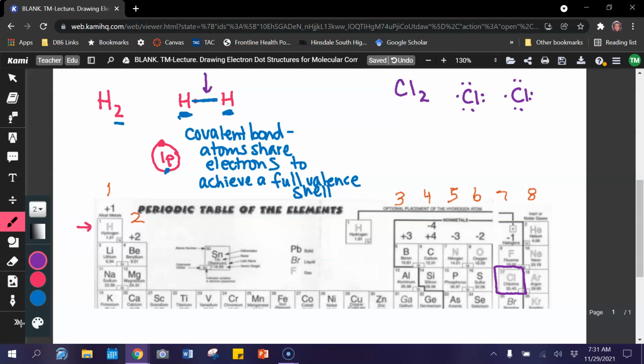So as you take a look at these, you're going to notice that some of my electrons have a partner. See how these are all doubled up? All of the ones that I'm circling here, these are called shared pairs or lone pairs of electrons.